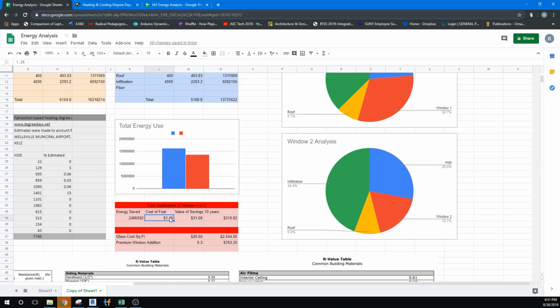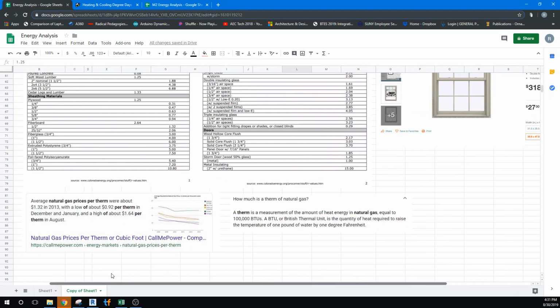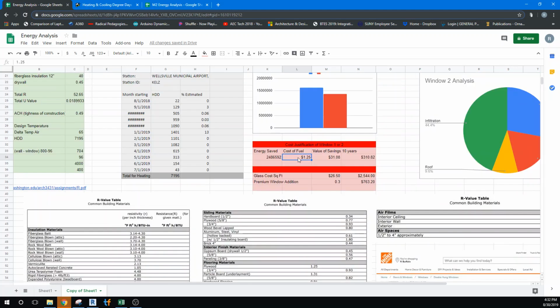The cost of fuel is just a number, a dollar and cents thing, and that's derived by a little research on the internet. Average natural gas prices per therm, like $1.32 in 2013, to a low, about, now they're relatively cheap. So we can adjust that number, to say it more professionally. Let's say we make this now $1.80, and we'll notice that our price over 10 years goes up.